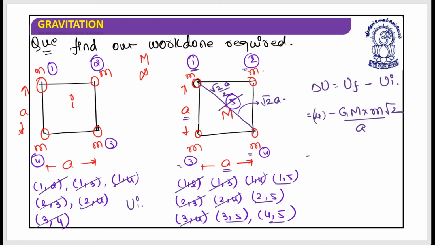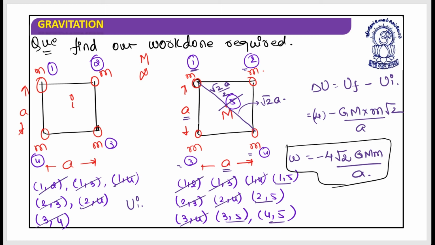So let me rearrange this. It's minus of 4 root 2 GMm divided by A. I hope this is clear. This is the work done required. That's it. You did it. Great job. I hope this is clear.